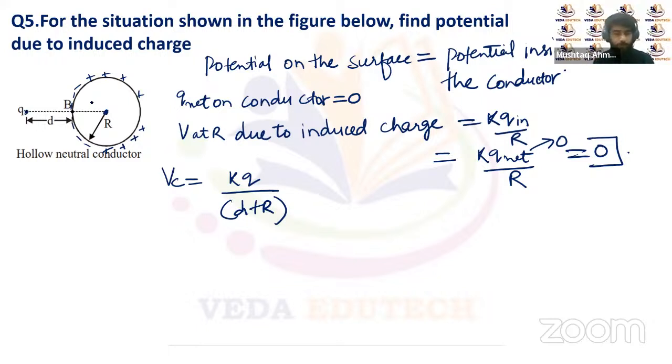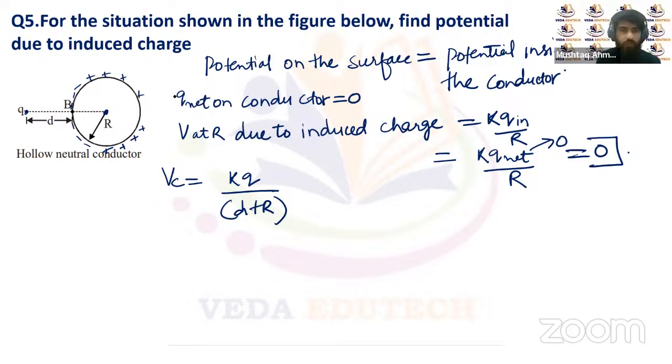Now we know that the net potential on the surface has to be the potential at the center, because whatever be the potential on the surface has to be the potential inside, because there exists no electric field inside the conductor. So there should not be any potential difference between the surface of the conductor and the center of the conductor. Otherwise, the electric field will not be 0, right?